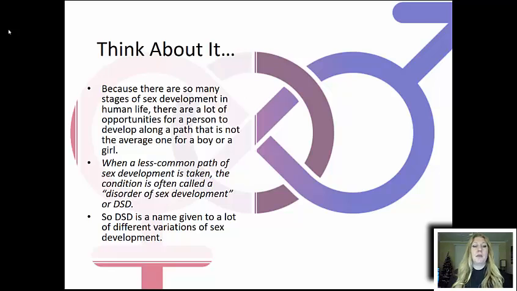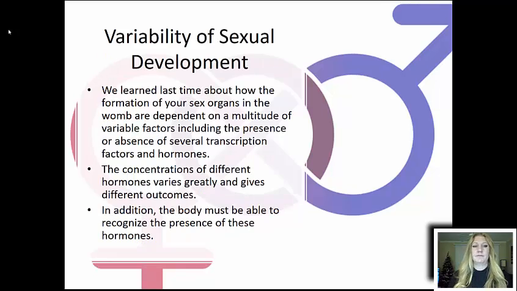So let's think about it. Because there are so many stages of sexual development in human life, there are a lot of opportunities for a person to develop along a continuous path that is not quite the average for a boy or a girl. When a less common path of sexual development is taken, the condition is often called disorder of sexual development, or DSD. So the name DSD is a name given to a lot of different variations of sexual development.